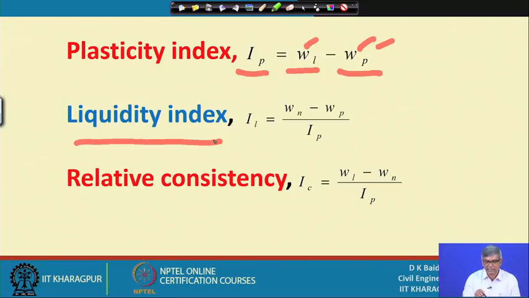Similarly, there is the liquidity index: natural water content minus plastic limit, divided by IP, is the IL. And the relative consistency IC is WL, that means liquid limit minus natural water content, divided by IP. So, these are the different parameters one can find out after knowing the liquid limit and plastic limit, and this can be utilized for classification purposes.